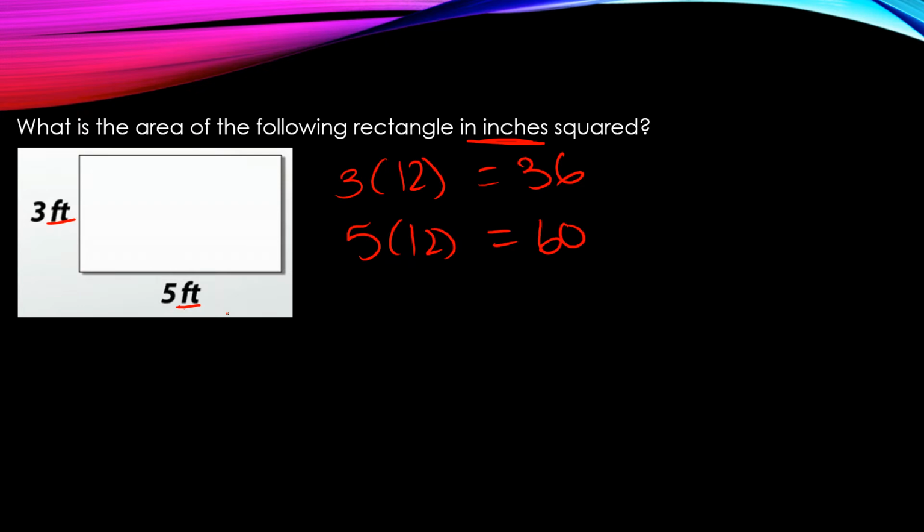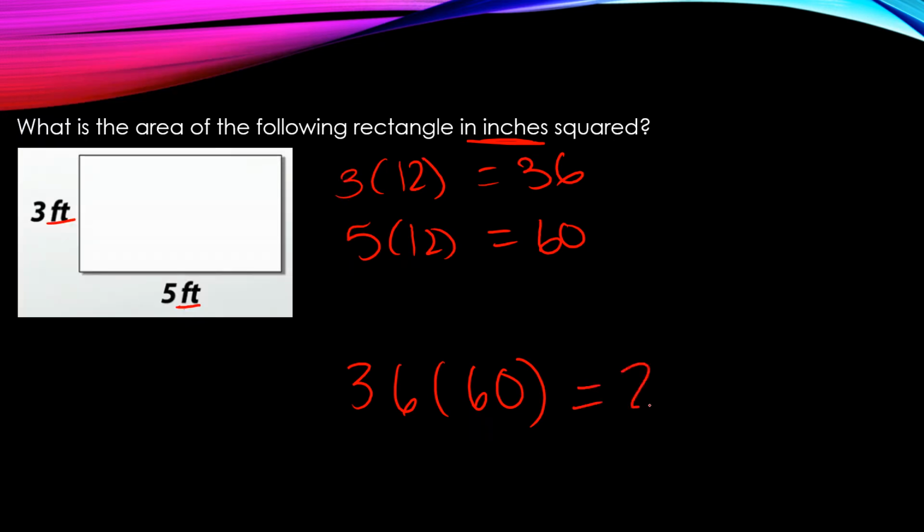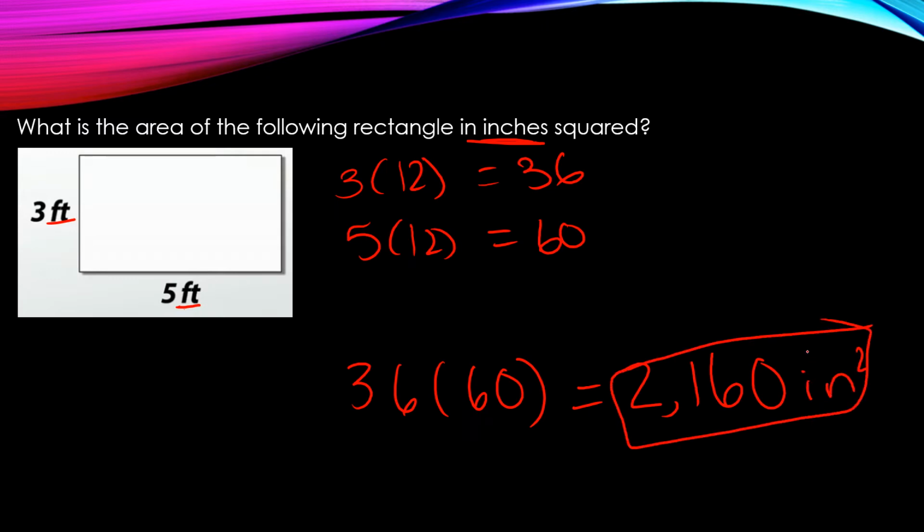And then to find the area of a rectangle, all we need to do is multiply length times width. So we would do 36 times 60. And don't forget that you can use a calculator at any point on this exam. So I would definitely recommend it just to even double check your simple math calculations to make sure you're not making any silly mistakes. So area for this rectangle would be 2,160 inches squared. And again, you gotta do that conversion first, then multiply.